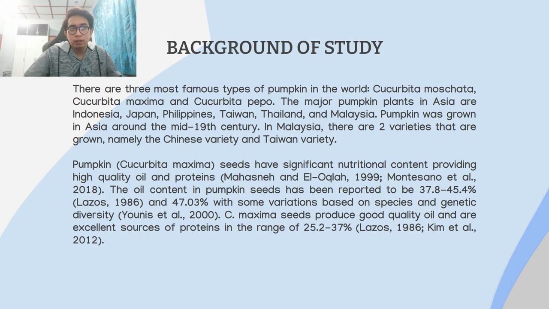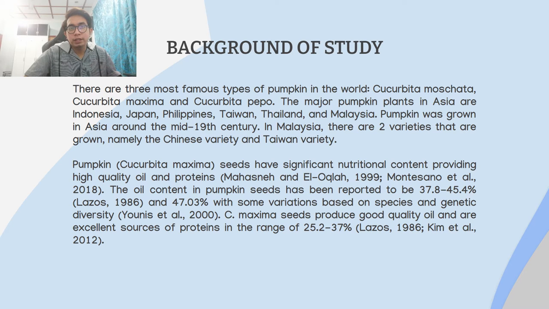The background of study. There are three most famous types of pumpkin in the world. First, Cucurbita moschata. Second, Cucurbita maxima. And lastly, Cucurbita pepo. The major pumpkin plants in Asia are Indonesia, Japan, Philippines, Taiwan, Thailand, and Malaysia. Pumpkin was grown in Asia around the mid-19th century. In Malaysia, there are two varieties that are grown, namely the Chinese variety and Taiwan variety.